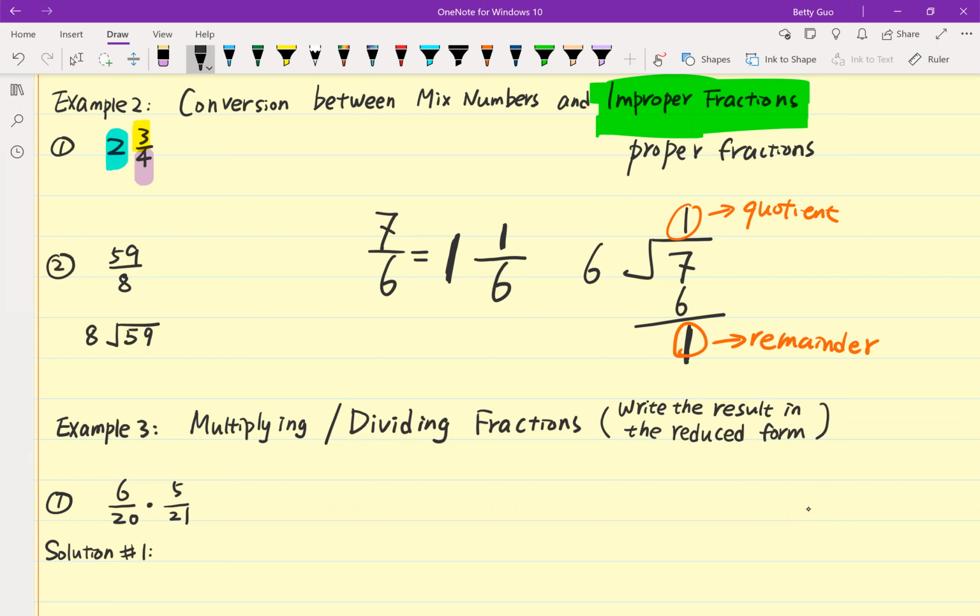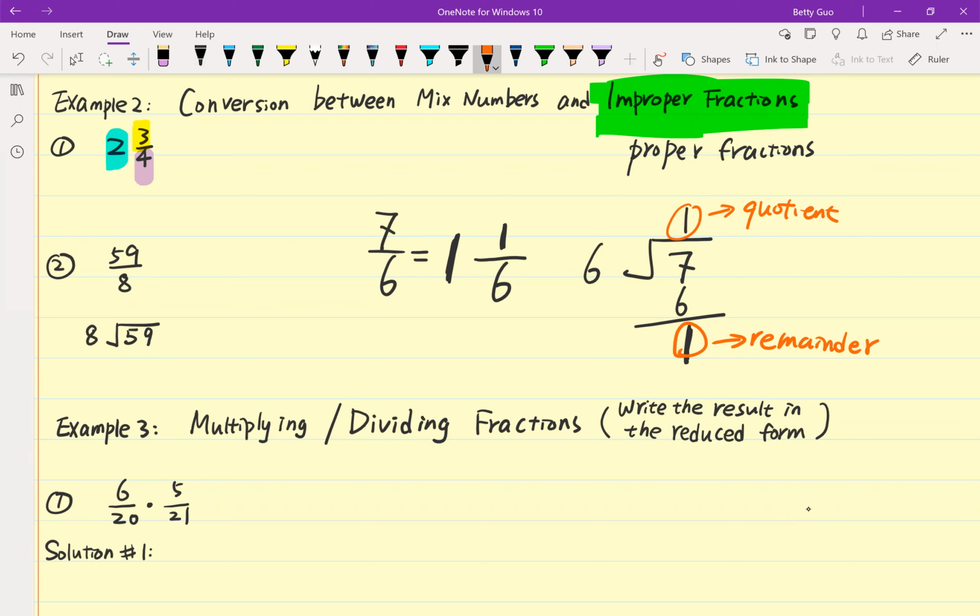There's another 1/6. The fraction part is 1/6. Proper fraction part is 1 over 6. Is that understandable? Yeah, the other way, what if we need to convert from mixed number to improper?